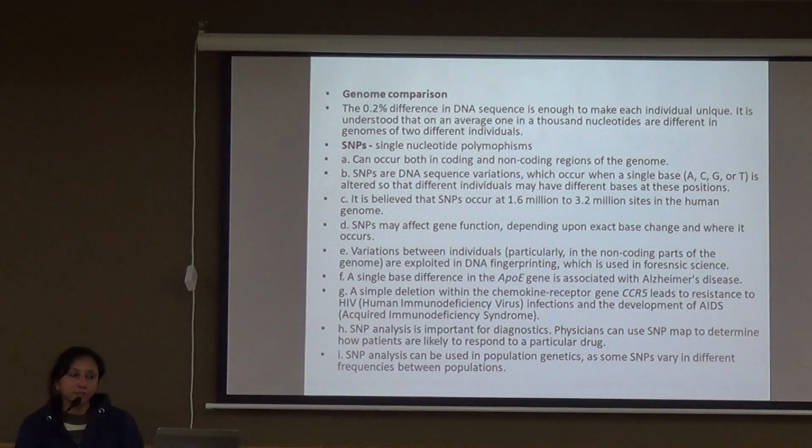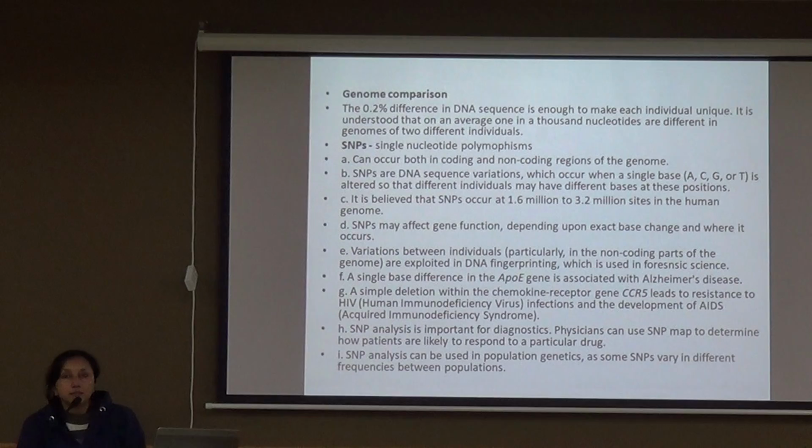Now we come to genome comparison. The 0.2% difference in DNA sequence is enough to make each individual unique. So, it is understood that on an average, 1 in 1,000 nucleotides are different in genomes of two different individuals. Since we have approximately 3 x 10^9 base pairs in a human genome, if 1 in 1,000 nucleotides are different, imagine the enormous difference present between two individuals.